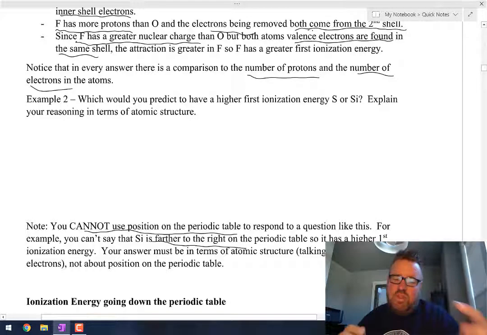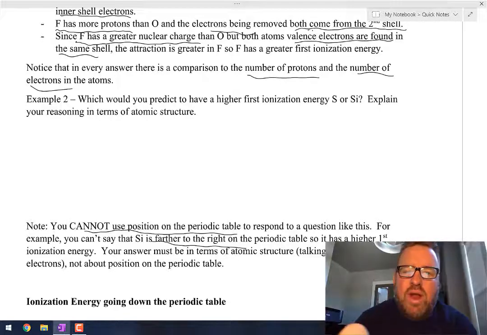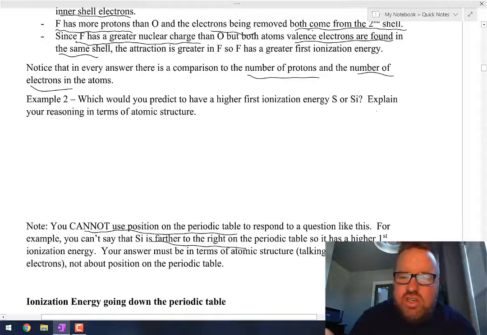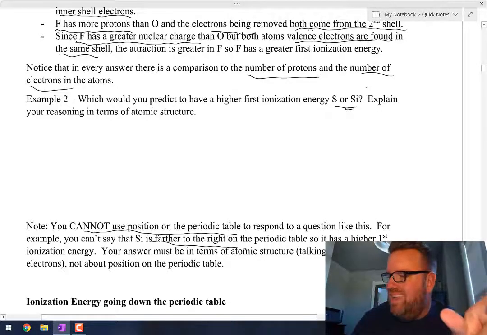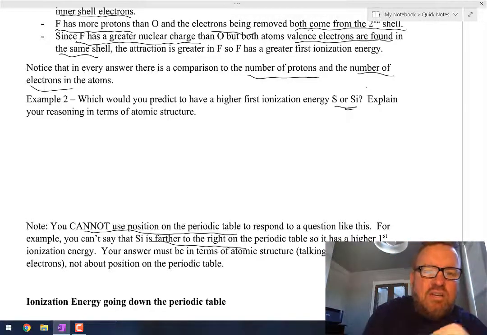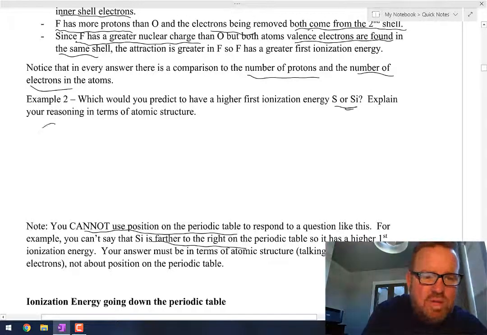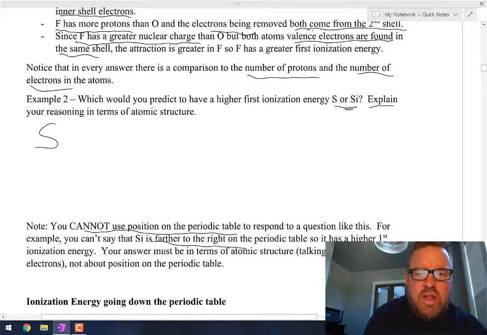You can say that, but then you have to talk about protons and electrons after that. If you just talk about that, that's not enough. Okay, so what has a higher first ionization energy, sulfur or silicon? So I look at the periodic table. In my mind, I think, oh, sulfur's farther to the right. So which one has a higher first ionization energy? Absolutely sulfur. Okay, and then I have to explain.